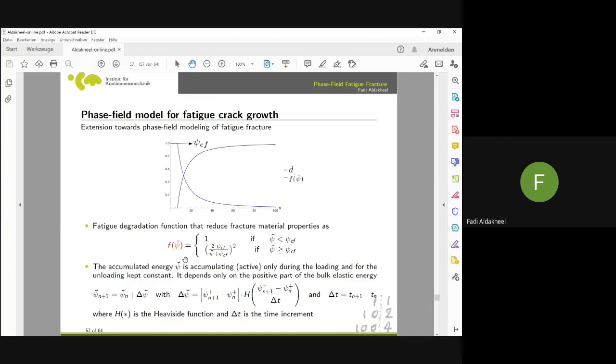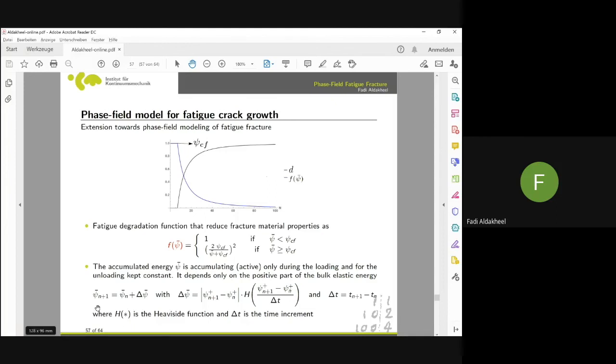So the energy will be accumulated because you have loading, unloading, loading, unloading, loading, unloading, right? And we only allow accumulation for loading, right? In unloading, you don't accumulate energy. It's a choice, if you want either loading or unloading. But remember, we have to guarantee the crack is not healed, right? Let's say D dot always has to be positive. Keep this in mind. And we can do it with this accumulated energy, psi bar.